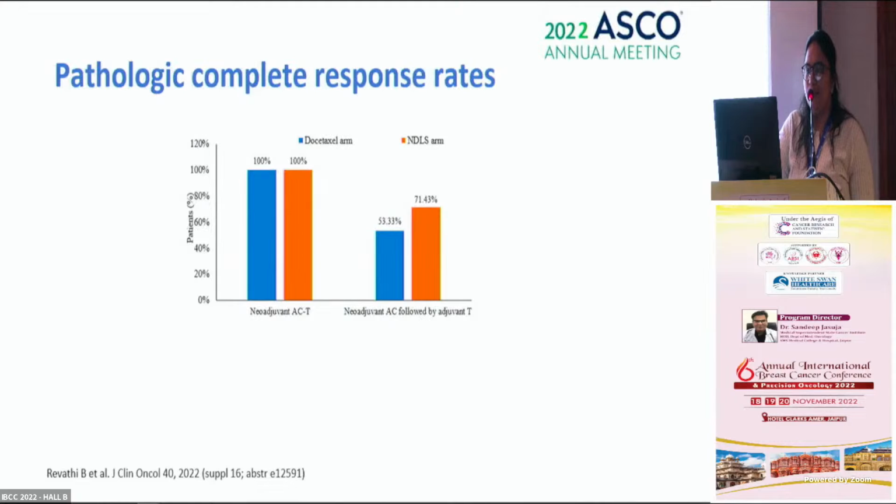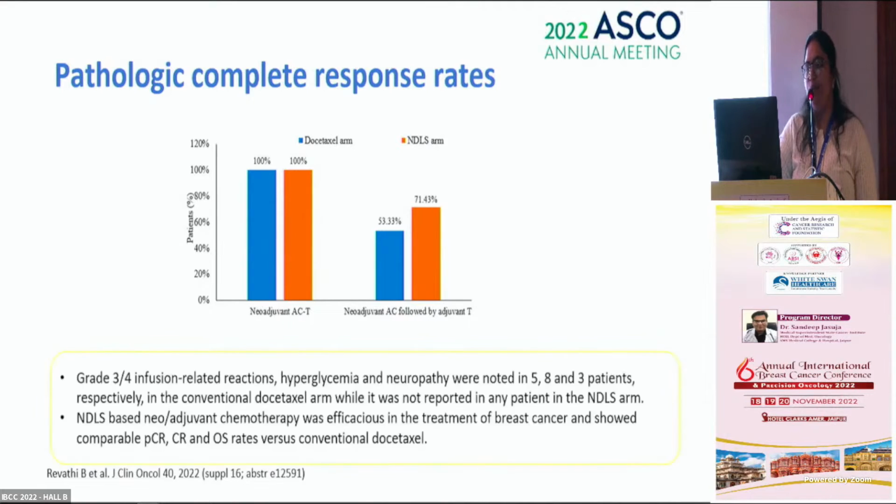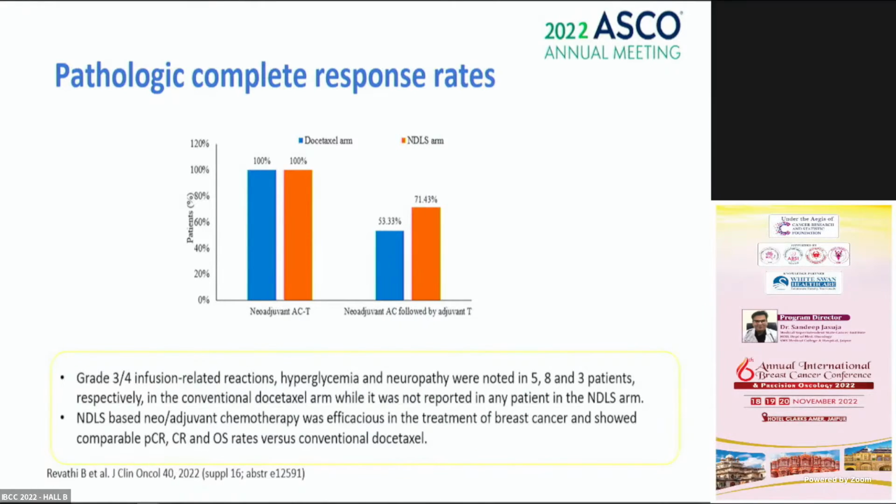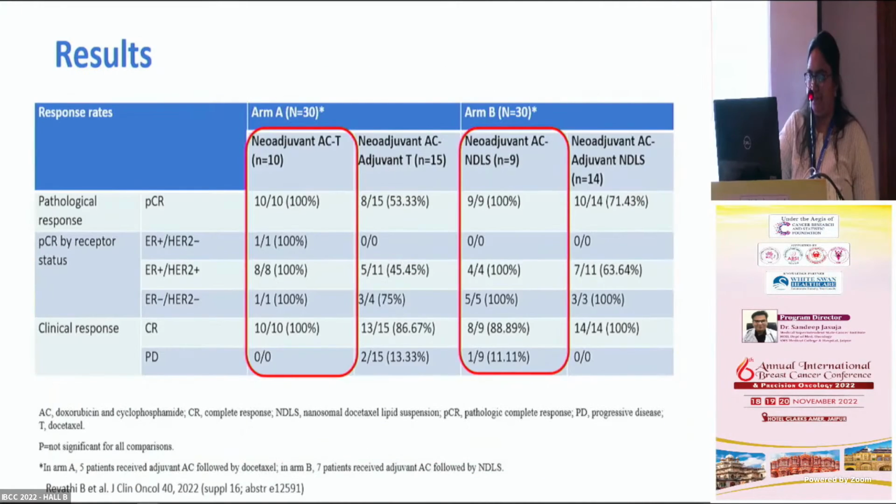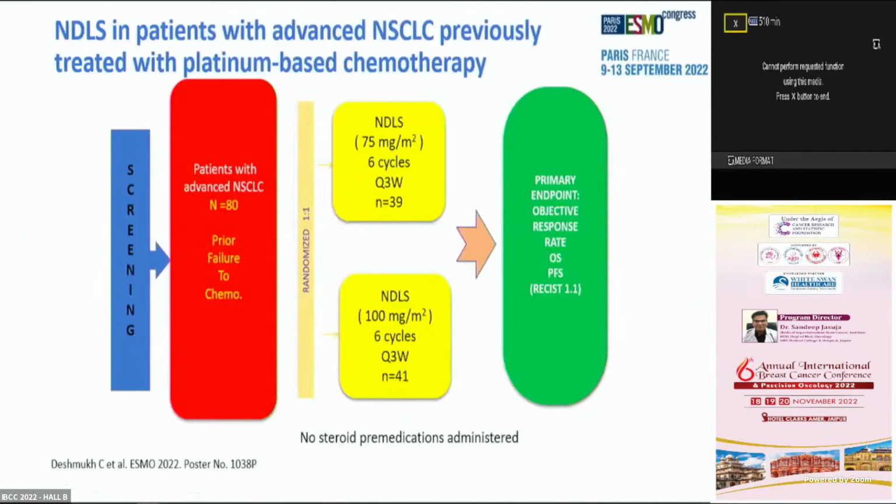And this says the patients had similar outcomes. This data was very small, only 30 patients. They're saying 100% PET-CR, but the data is very small. So it is similar in both the arms. The highlight is that infusion reactions, hyperglycemia, and neuropathy were noted in 5, 8, and 3 patients in the conventional arm, while they were not reported in any patient of the nanosomal docetaxel arm. So nanosomal docetaxel-based neoadjuvant and adjuvant therapy is as efficacious as conventional, and it has fewer side effects. Similar response rates; this is the data showing that.